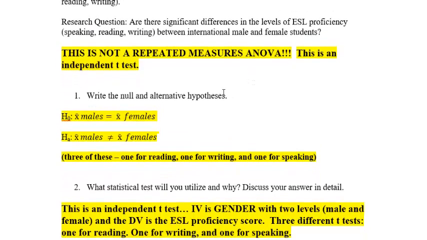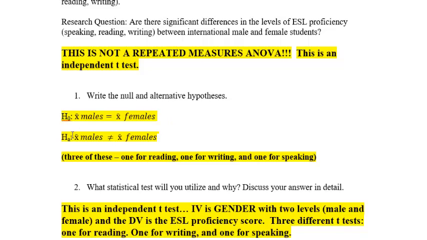So number 1, what is the null and alternative hypothesis? The nulls are always the same, that there will be no difference between the means of the males and the females. In other words, whatever the mean of the male scores will be equal to the female scores. That's the null. All nulls state the same thing, no difference between the means.